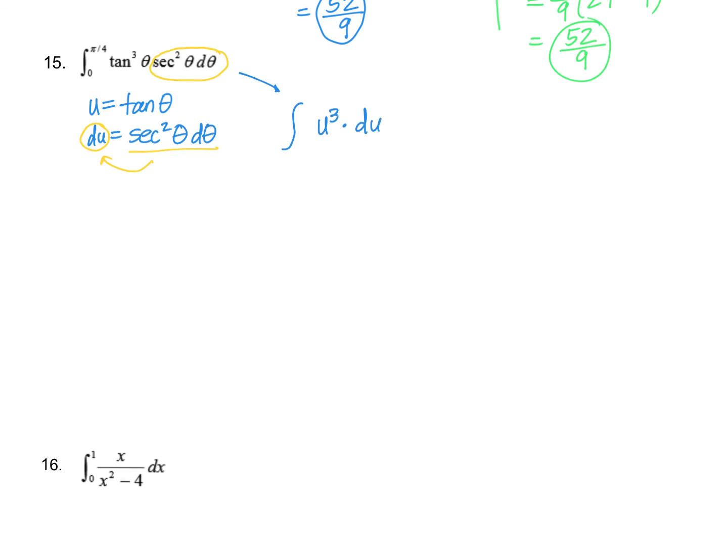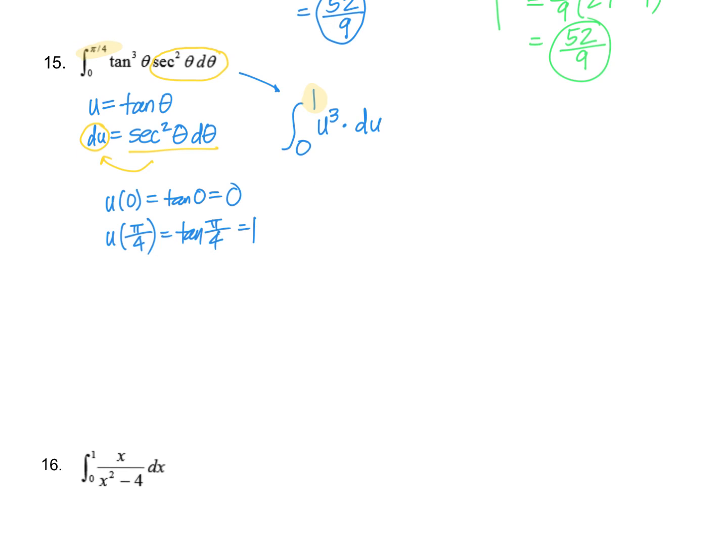It was that simple. All right, but we've got to change these numbers, 0 and pi over 4. So u of 0 is tangent 0, which is 0, so it's still 0. U of pi over 4 is tangent of pi over 4, which is 1. So this pi over 4 is replaced by 1. Now look how simple this problem suddenly became.